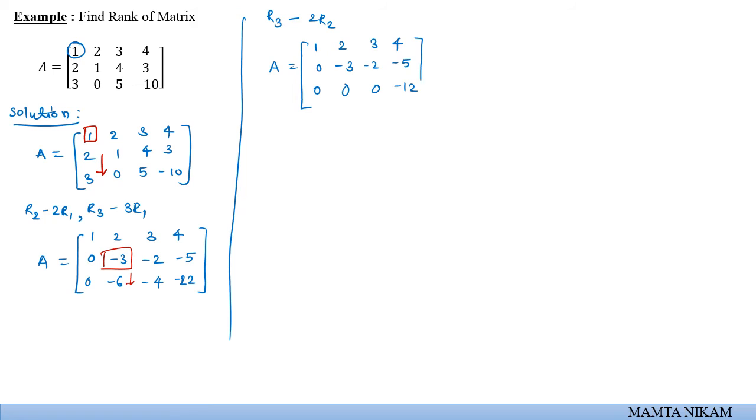Again, if you observe the number of non-zero rows, the first row, the second row, as well as the third row are all non-zero rows, because there exists at least one element which is non-zero. So all three rows are non-zero. So the number of non-zero rows we obtain here is equal to 3, and hence the rank of the given matrix A is equal to 3.